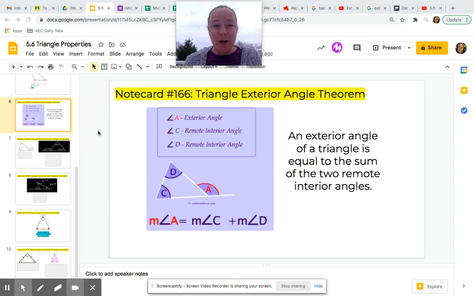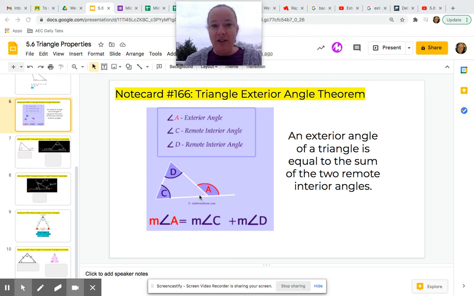Okay, we just finished up note card 166, the triangle exterior angle theorem. I just want to remind you that this exterior angle is equal to the sum of these two remote interior angles that are not right next to it. They are not adjacent. I remember them as remote because I imagine you would sit right here on your couch or your bed, and over here is your TV, and you need the remote control to change it.